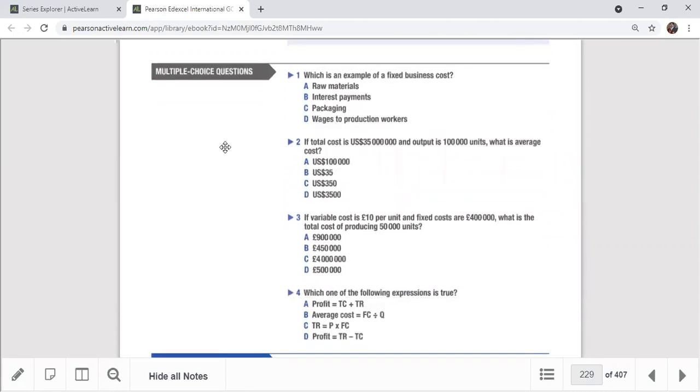I'm asking questions of different students. Okay. First question goes to Adil. Which is an example of fixed cost in a business, Adil? Raw materials, interest payments, packaging, and wages paid to production workers. Anyone, if you know the answer, you can raise your hand.